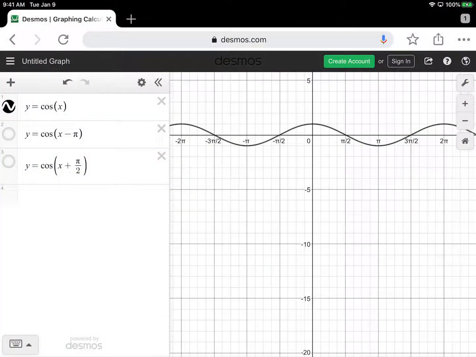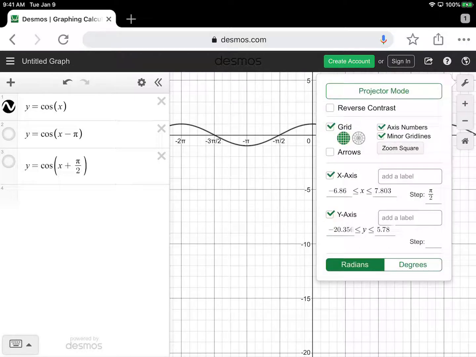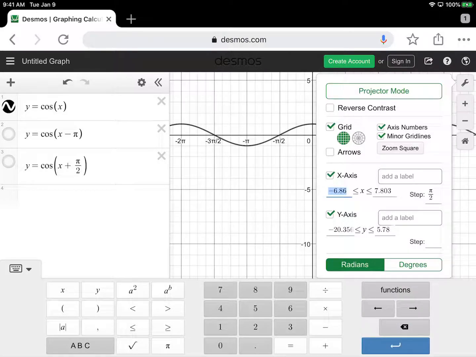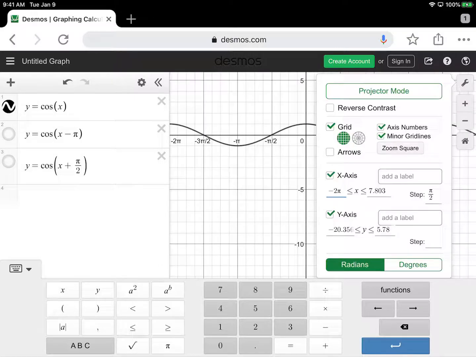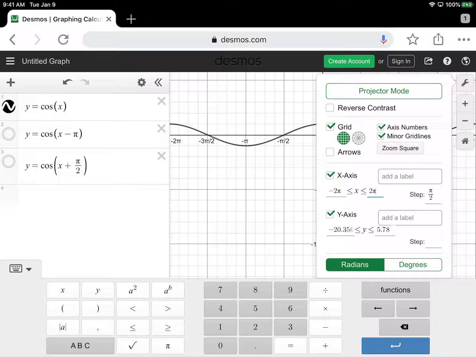And I have the functions in here already. And I just want to be clear on how to use Desmos. If you don't have a window like this, you go to this tool and you can tell it how far left you want to go, how far right, how far down, how far up. So typically, because we want two full periods, we'll go from negative 2 pi to 2 pi.